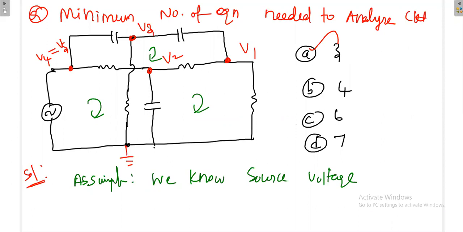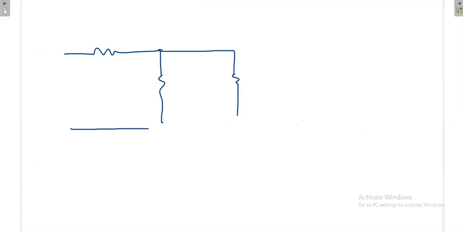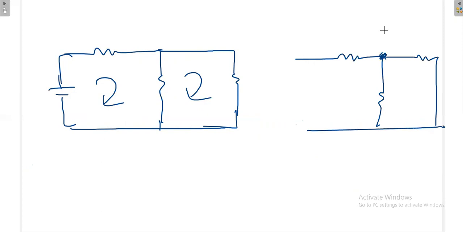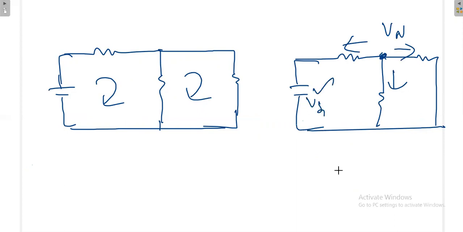If you are not understanding this, I can clarify with a very simple circuit. Say we have a circuit like this. To solve it, how many mesh equations are needed? We need 2 mesh equations. But how many nodal equations are needed? Only one. If you apply the nodal equation here, that is enough to solve the problem: the sum of the currents leaving the junction is equal to 0. Since you know the source voltage, one equation is enough, but with mesh you need 2.